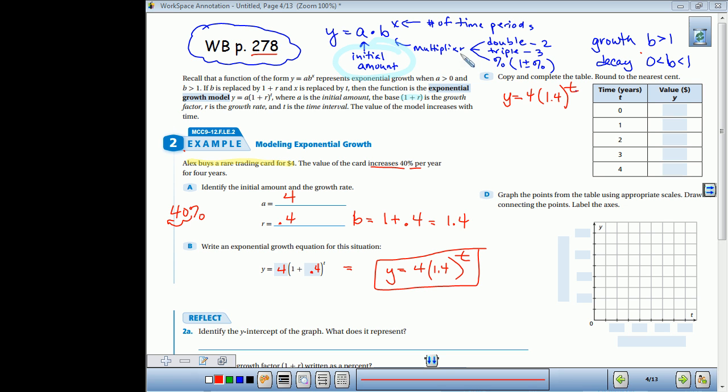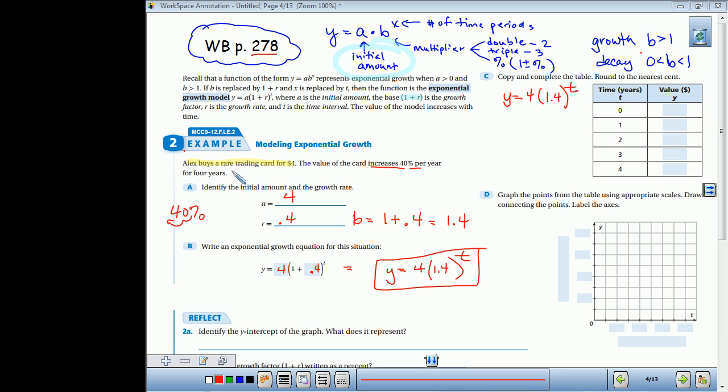Now going back to the multiplier for a moment, if we had words like double or triple, we just plug in those numbers. But if we had a percentage, as in percent growth or percent decay, you take that percentage, which is your rate, and you either add it or subtract it from 1. You would add it if it were growth, subtract it if it were decay. So if it's growth, B is greater than 1. And if it's decay, B is in between 0 and 1, so it's less than 1.